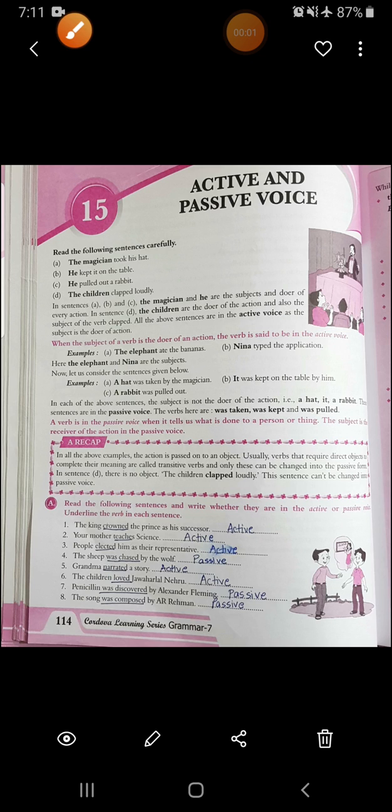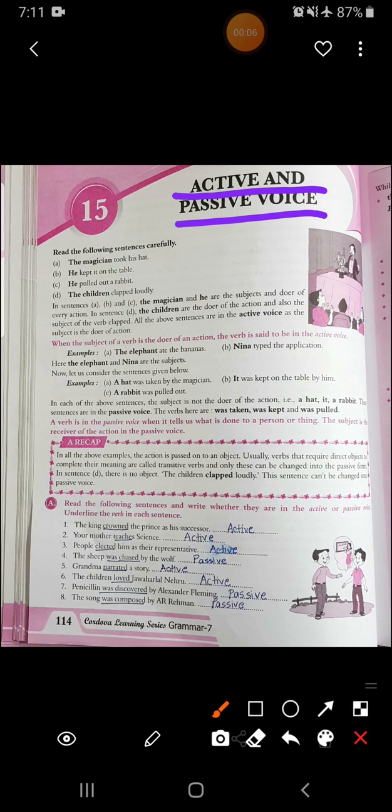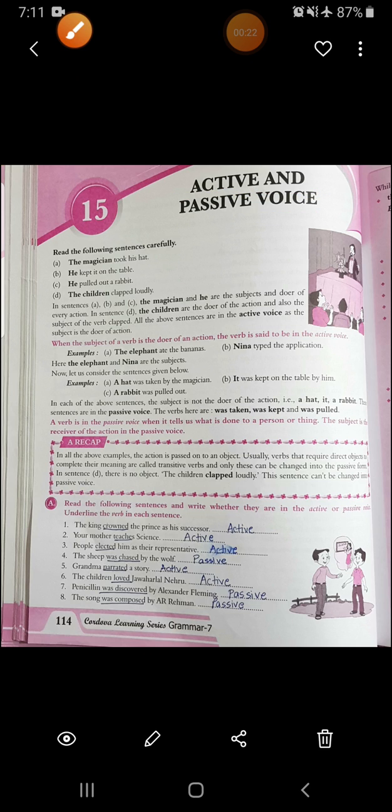Hello, class 7. This is your chapter number 15, active and passive voice. As I told you to go through all the tenses like past, present, and future, because in this chapter you will see all tenses are used. So that is why I told you all to go through that chapter thoroughly. Now let's start this chapter and see what is active and passive voice.